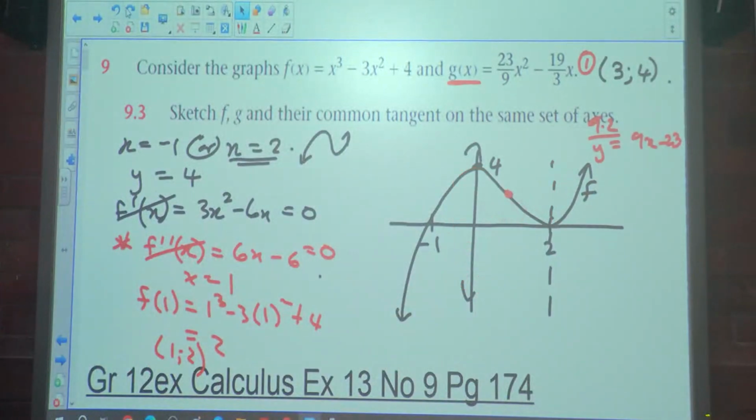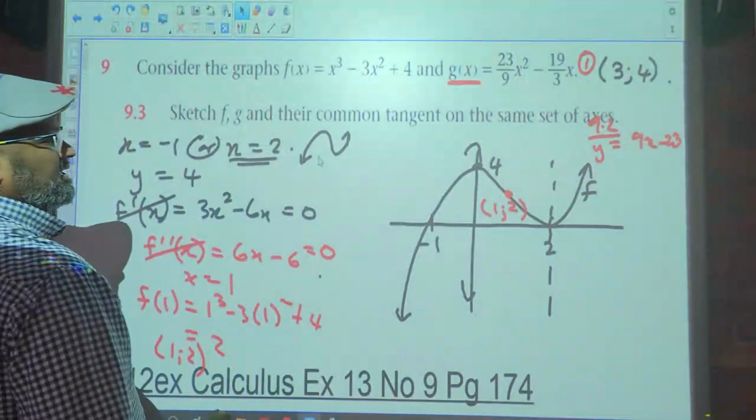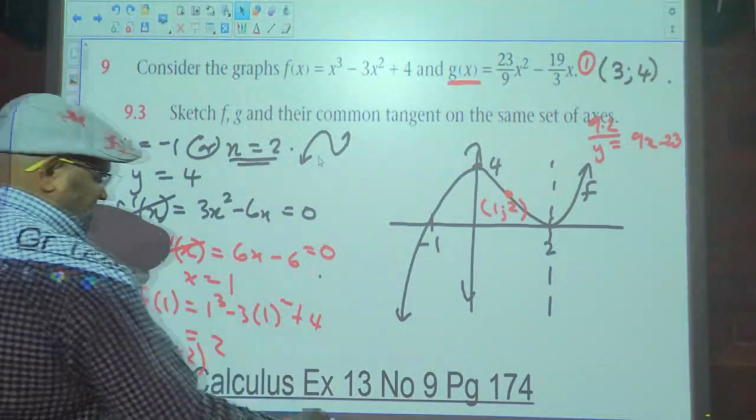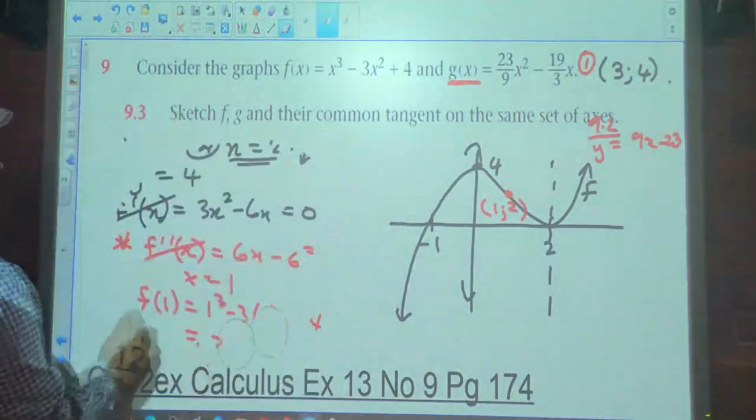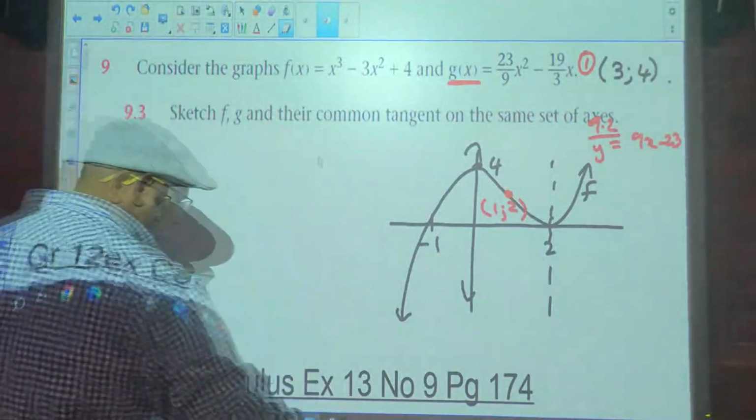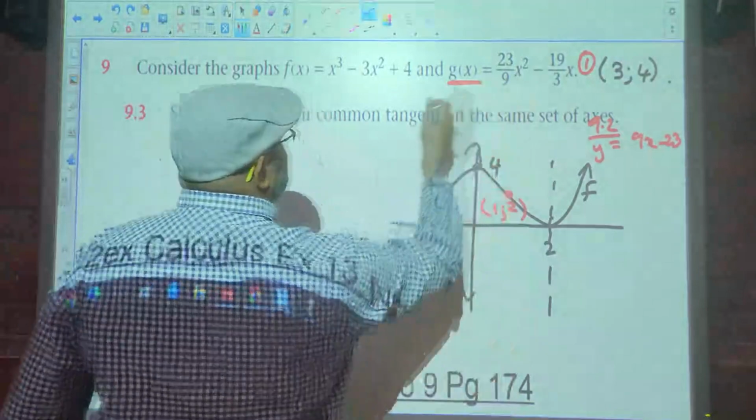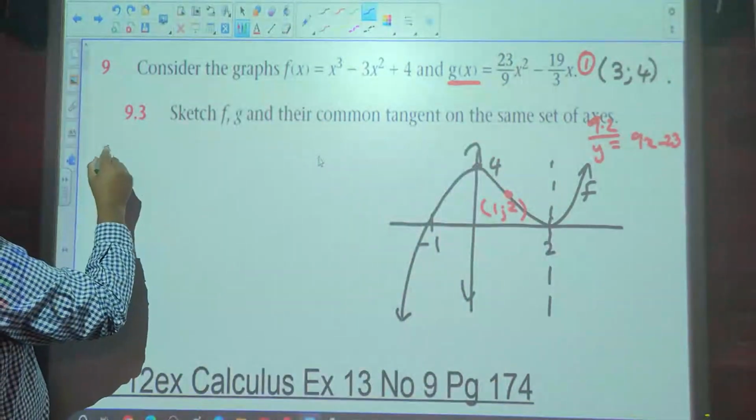There's another question when they ask you where the graph has 3 roots, 2 roots and 1 root. Okay? We must still look at that. Alright, so that is the first half of the question. Then the question says g of x. Let's go with g of x.